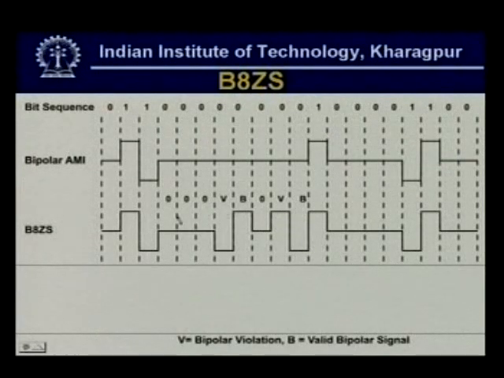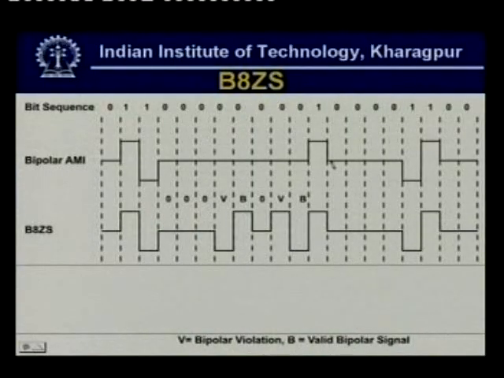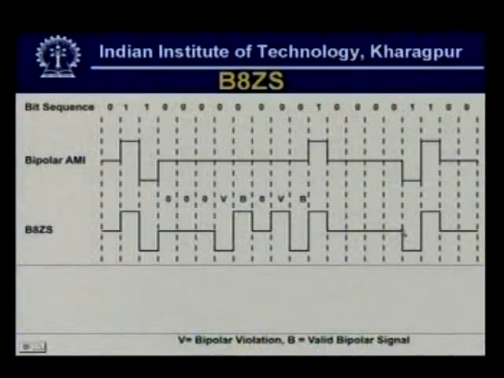So, that has been done in this particular case, and as you can see here, now we have enough transitions, so that at the other end the receiver will be able to regenerate clock and synchronization will be achieved. However, in this particular case, as you can see, there are 4 zeros, 0 0 0 0. These zeros, however, are not replaced, but as I said, as long as the number of 0s does not exceed 8, no replacement is done. So, this is how B8ZS code is sent, and this is being sent over the line.